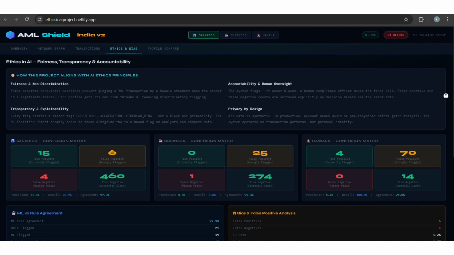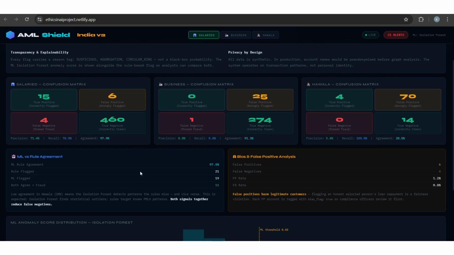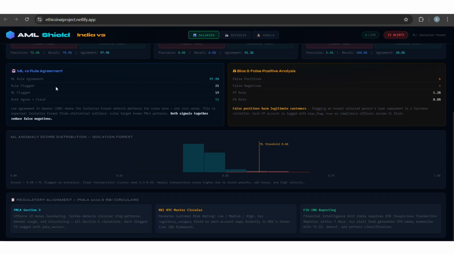The ML versus rule agreement matrix shows 97.9% for salaried, 91.3% for businesses, and 20.5% for the Hawala network.